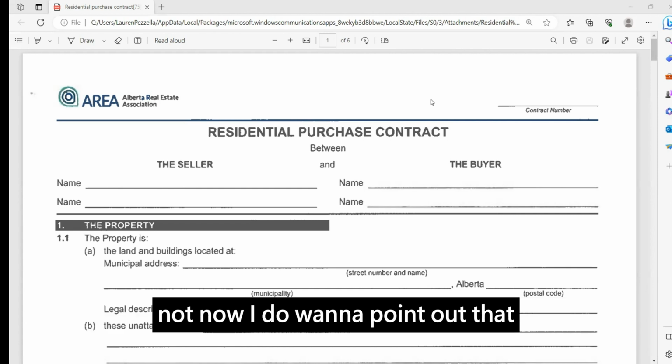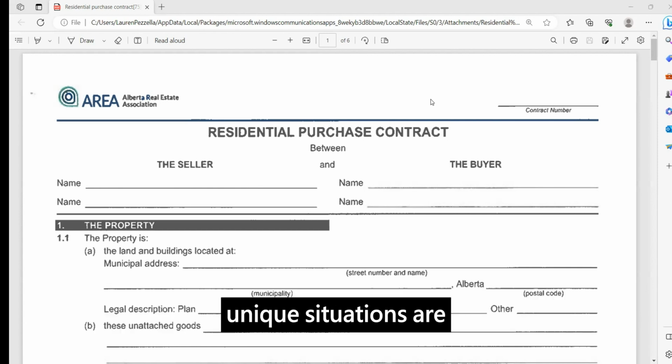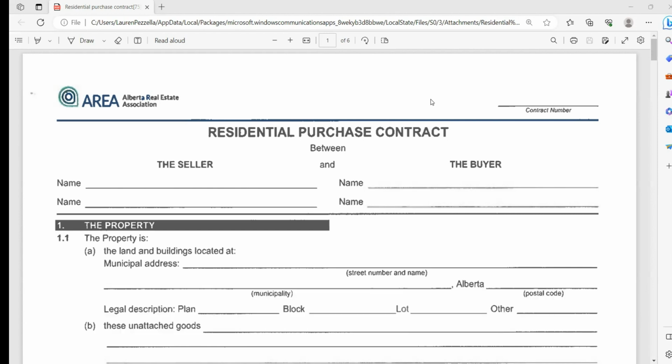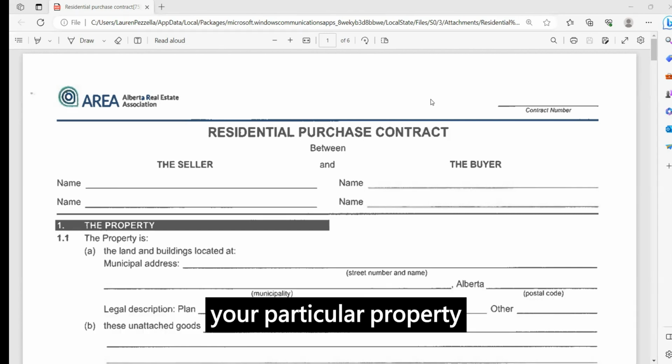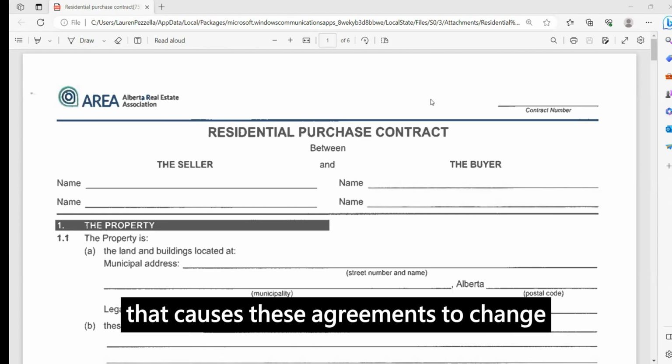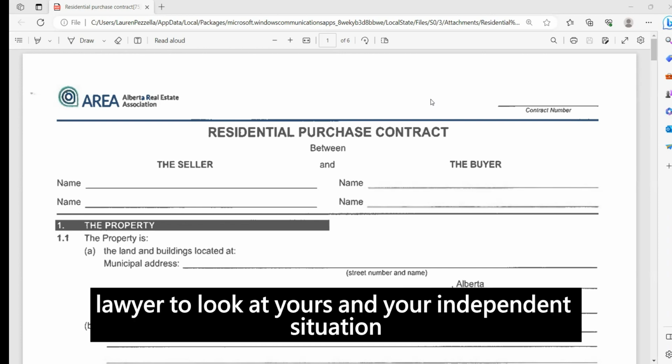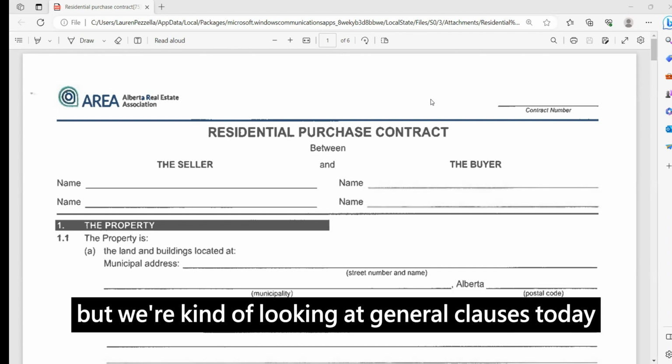Now, I do want to point out that obviously when you get lawyers involved, then people's unique situations are different. So you might have facts associated with your particular property, or the property that you're looking at buying, that cause these agreements to change and be varied. And so you should really contact a lawyer to look at your independent situation. But we're looking at general clauses today.